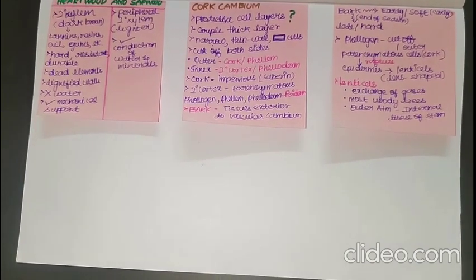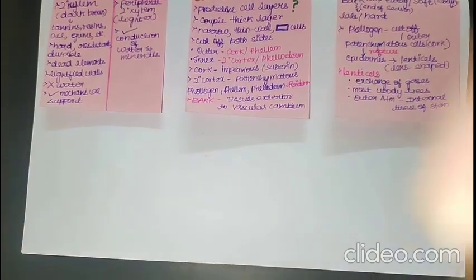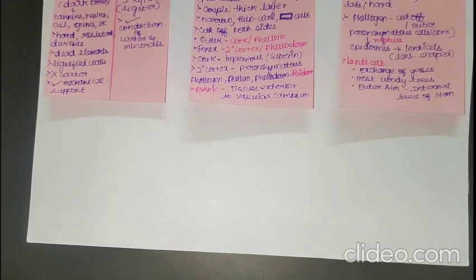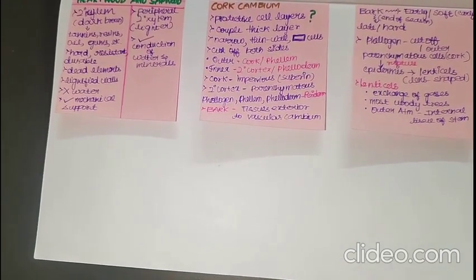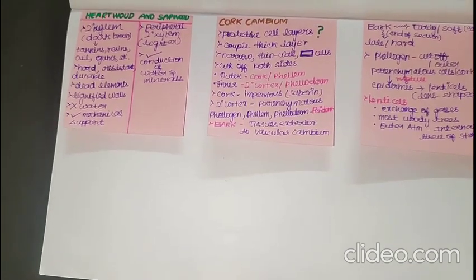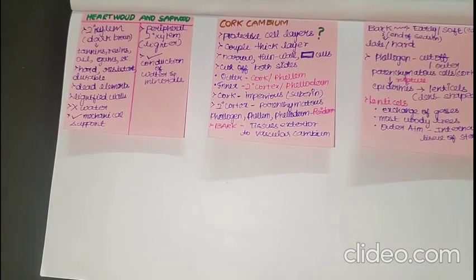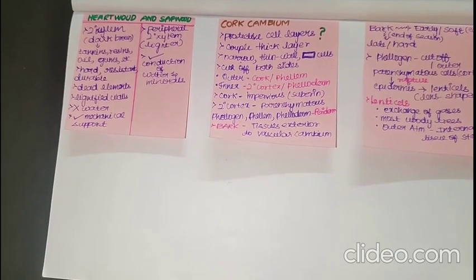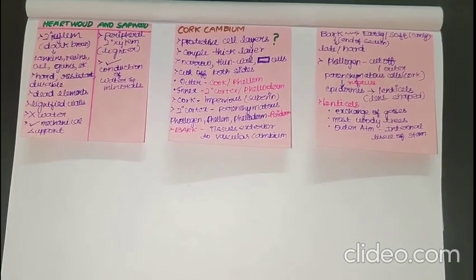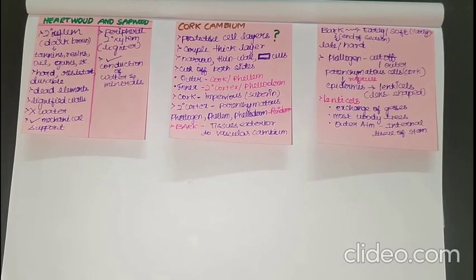Now to talk about the cork cambium. These cork cambiums are nothing but protective cell layers. Why is it formed? What is the reason behind it? It is because of the continued secondary activities of the vascular cambium, the outer cortex and epidermal cells will be broken.